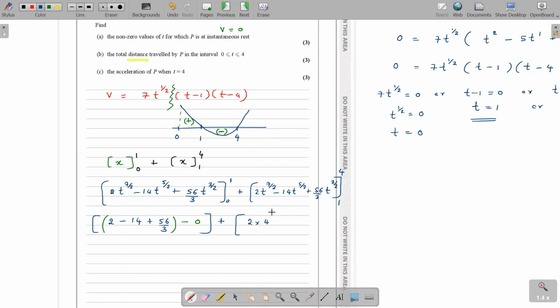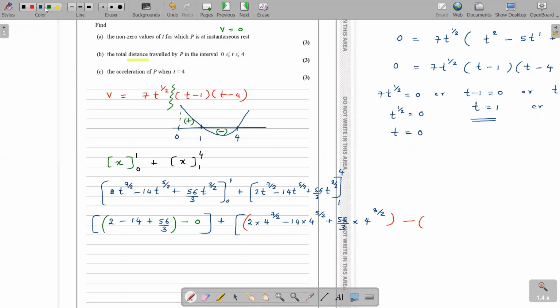2 into 4 to the power 7 over 2 minus 14 into 4 to the power 5 over 2 plus 56 over 3 into 4 to the power 3 over 2. Is that okay? This is the first limit. Subtracting with the second limit. You can directly write these answers.